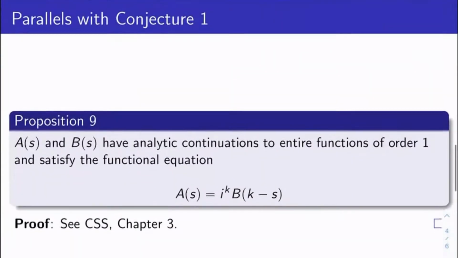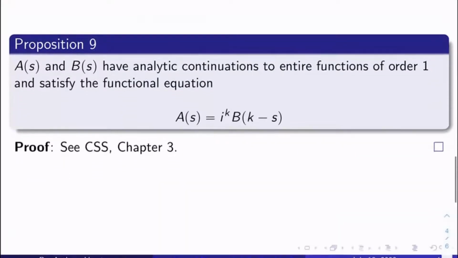And so let's look at some parallels with conjecture 1 from last video. The conjecture from last video was essentially that the L function of an abelian variety has an analytic continuation to the entire complex plane and has a functional equation relating its values at s to its values at 2 minus s. Proposition 9, so this is not a conjecture: A of s and B of s do have analytic continuations to entire functions of order 1 and do satisfy the functional equation A of s equals i to the k, B of k minus s, and i here is just the complex number i.